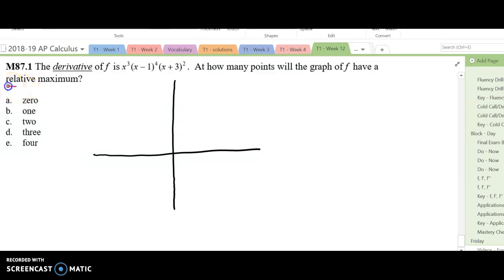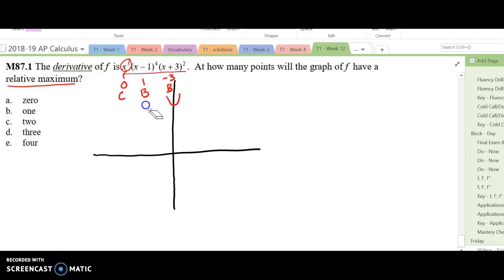You're asked about relative maximums, and you're given a derivative, but not the graph of it. So this takes us back to pre-calculus, where we know that we have zeros at 0, 1, and -3. And each zero behaves like the factor. That's a cubic function. A cubic function crosses. A fourth degree bounces, and a quadratic bounces.